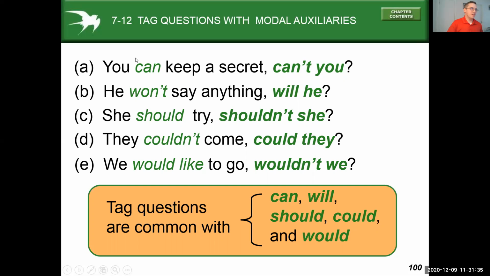You notice that if the modal is positive in the statement, it will be negative in the contracted negative form in the tag question. So can, can't, should, shouldn't, would, wouldn't. If the modal auxiliary is negative in the statement, it will be positive in the tag. Won't, will, couldn't, could.